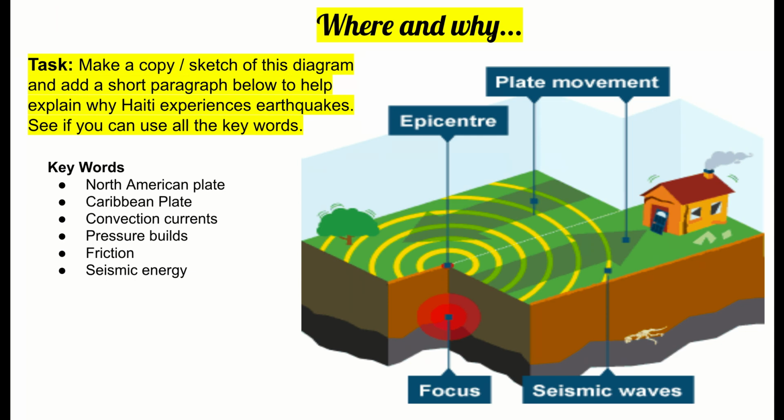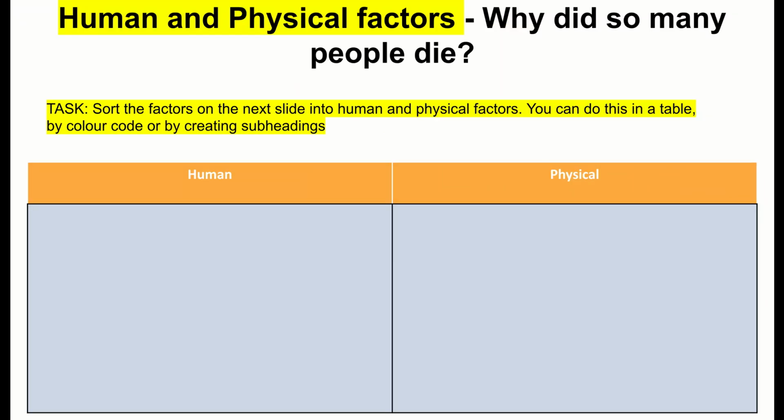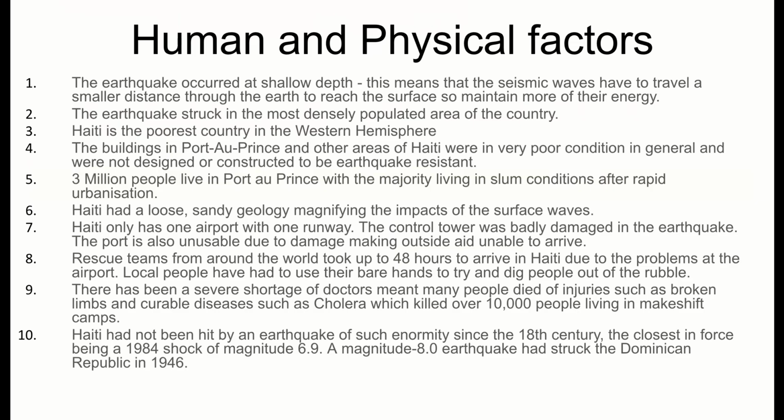Once we've started to think about where and why this happened, we've got our explanation there. Our final step is to think about why so many people died. And I suggest you do this in a table, but if you would rather do this with highlighters or color coding, that's absolutely fine as well. So here we've got 10 different factors that impacted this earthquake. So I will go through the first one with you.